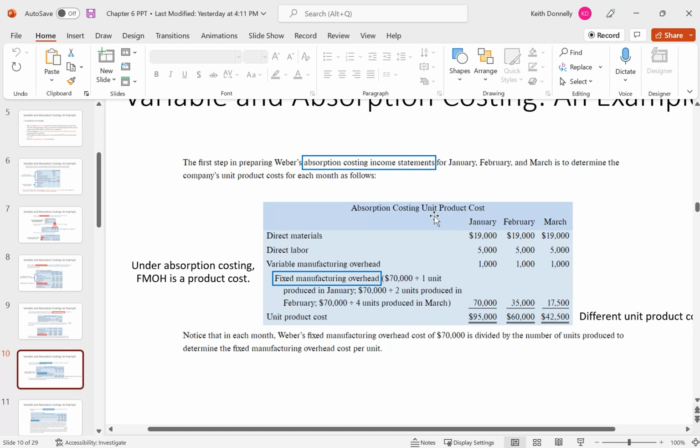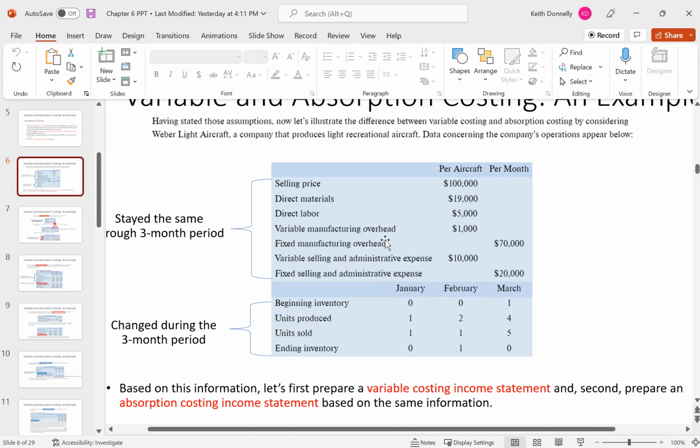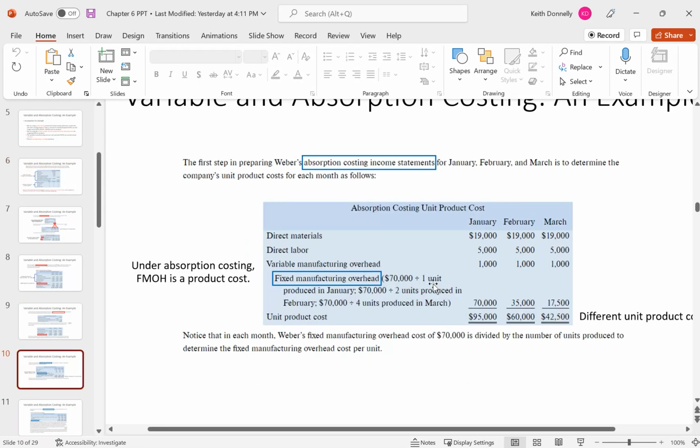Okay, so it looks like in January we had 1 unit produced, so we go back to the data here. We produced 1, then we did 2, then we did 4. So each month we have to spread out this 70,000. It's a function of, on a per unit basis, how many we produced. So 70 divided by 1, divided by 2, divided by 4, that will get you 70, 35, and 17.5.